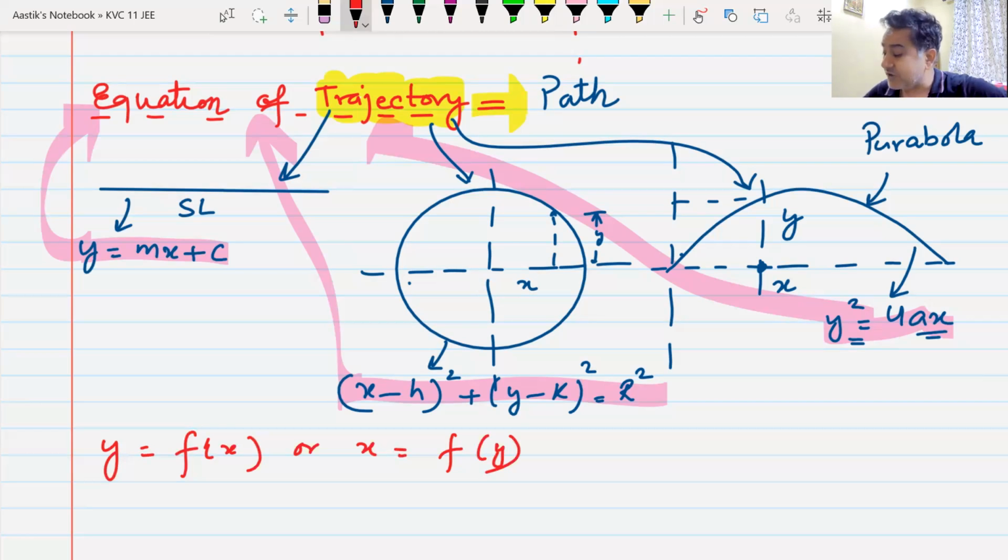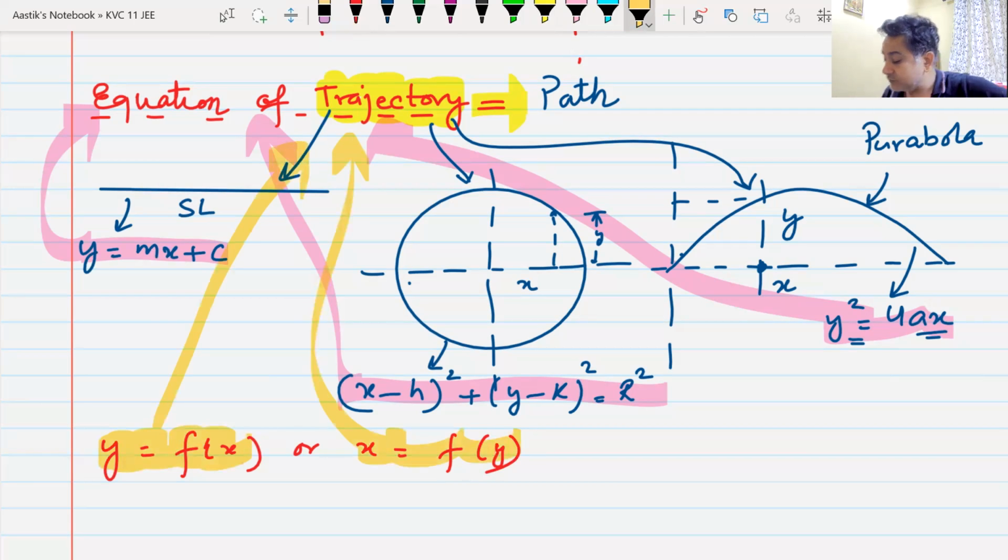So the equation of trajectory for any particle which is moving is nothing but we have to write x as a function of y or y as a function of x. Do we understand this? That simply becomes the equation of trajectory for that particular path that the particle may be following. Do we understand this?